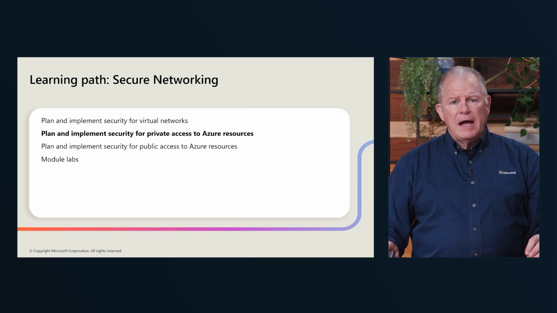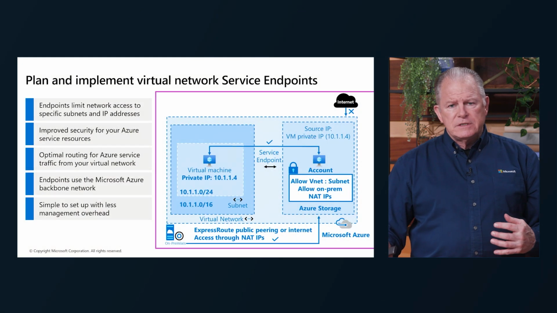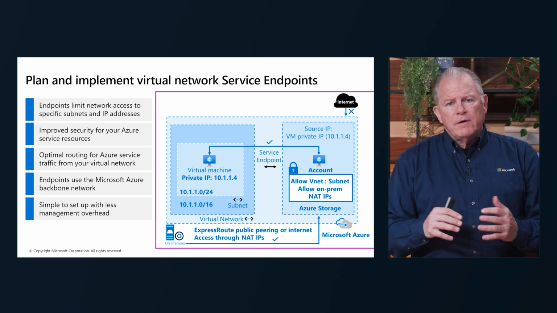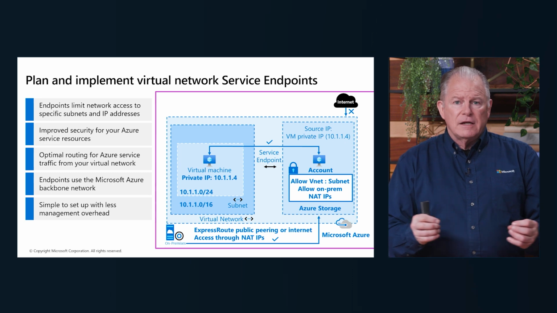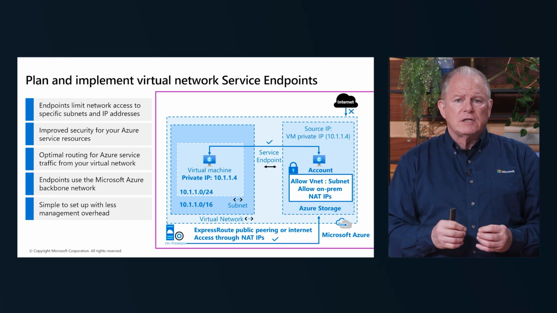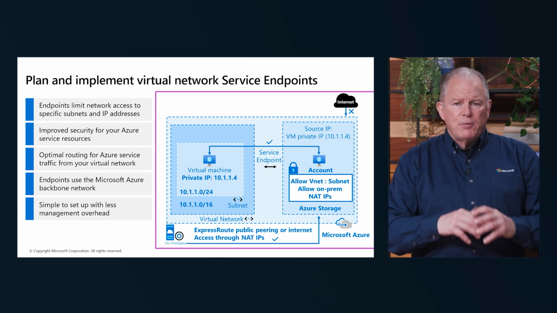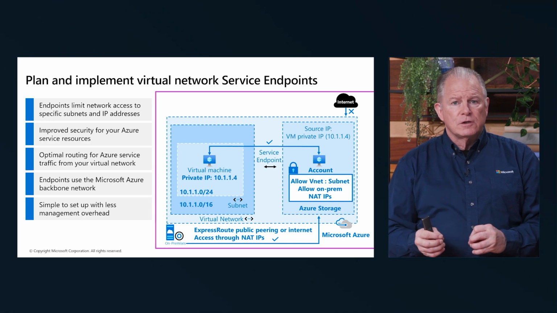We're in the second learning path for secure networking, and specifically the second module where we plan and implement security for private access to Azure resources. Let's get into this. When we take a look at private resources, this is internal to Azure. We've already talked in a previous recording about how to provide communications using VNets and subnets. We talked about VNet peering and the private backbone. That's communications, but we're now going to start taking a look at being able to access services.